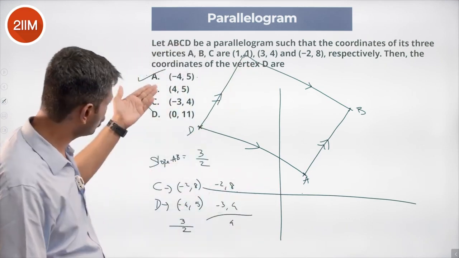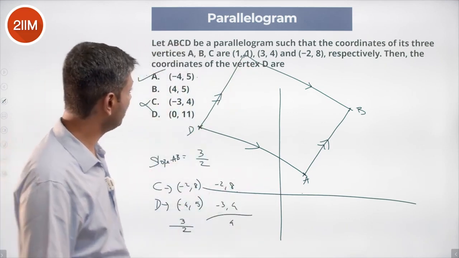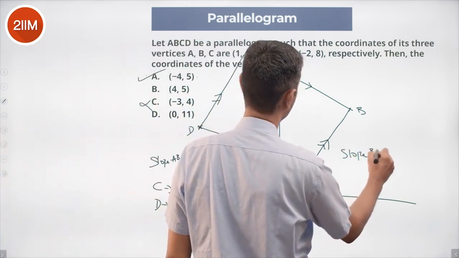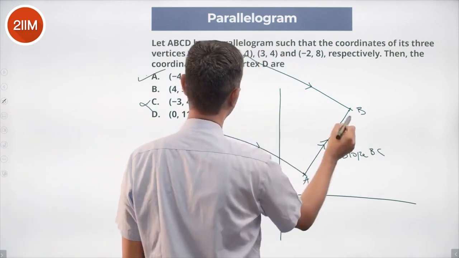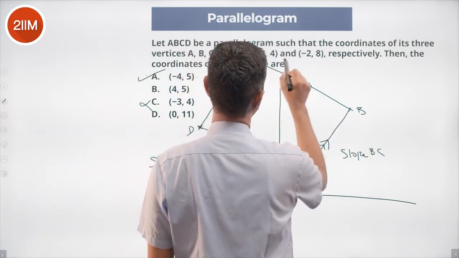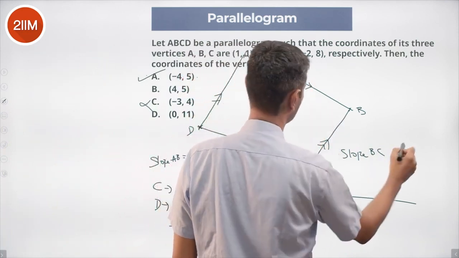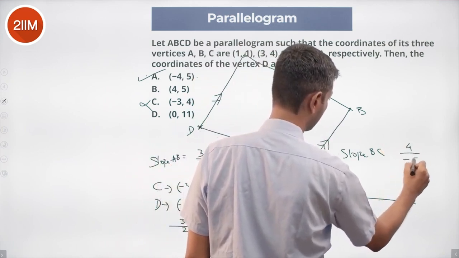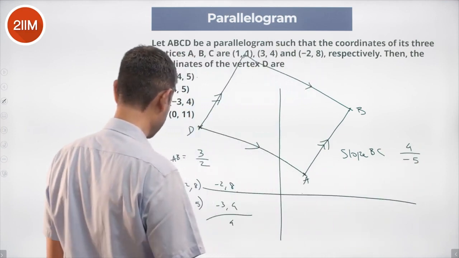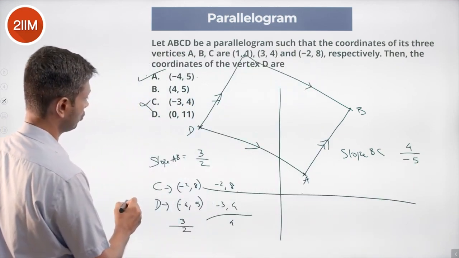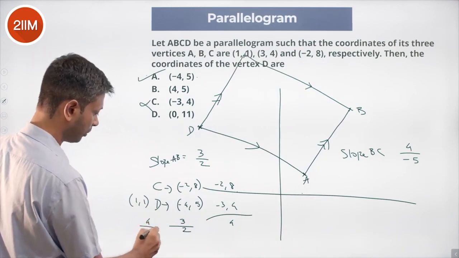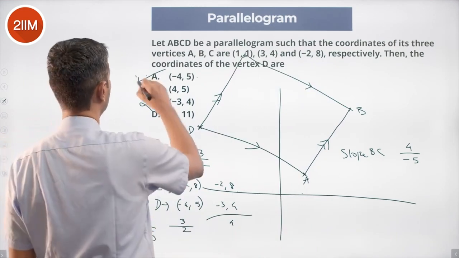Minus 4, 5 should work. Slope of BC, this slope: 3, 4 and minus 2, 8. 8 minus 4 is 4, minus 2 minus 3 is minus 5. Slope of AD is 1, 1. 5 minus 1 is 4, 4 by minus 5. Yep, that also works. This is the answer.